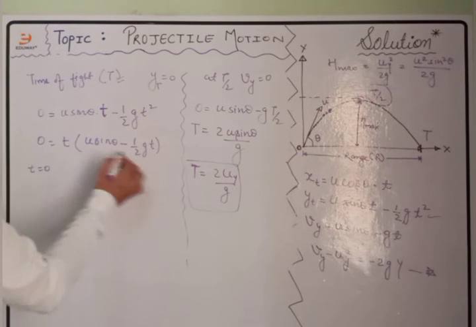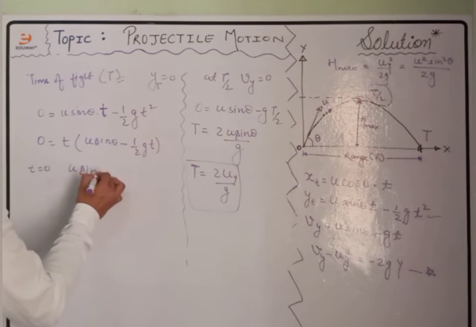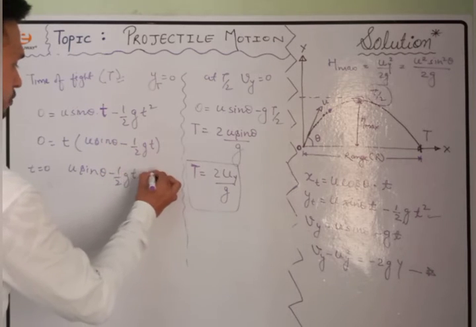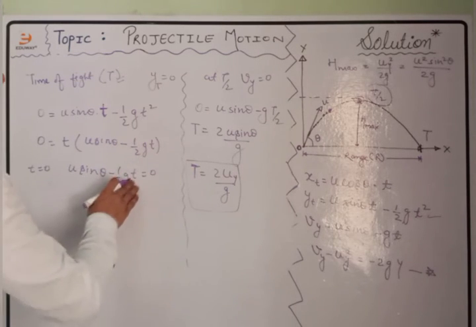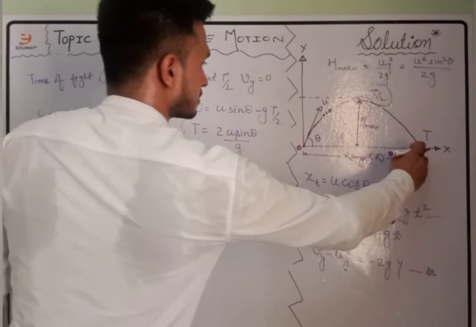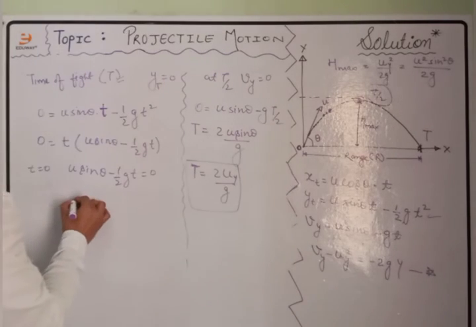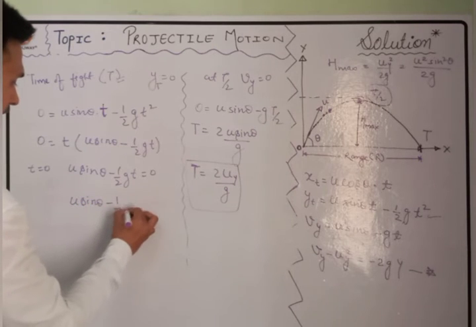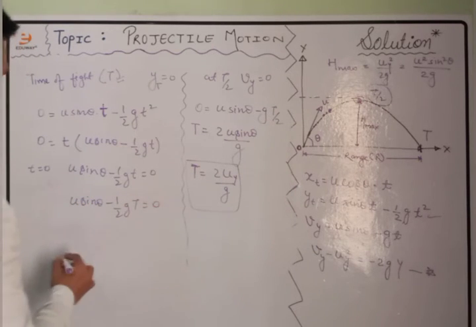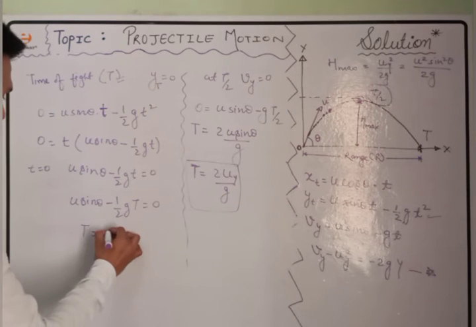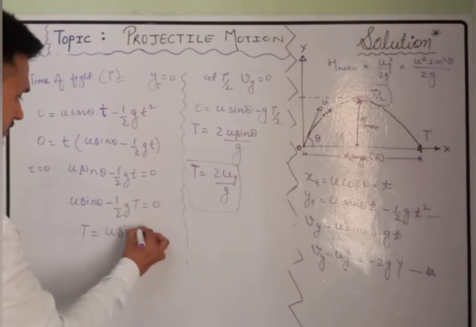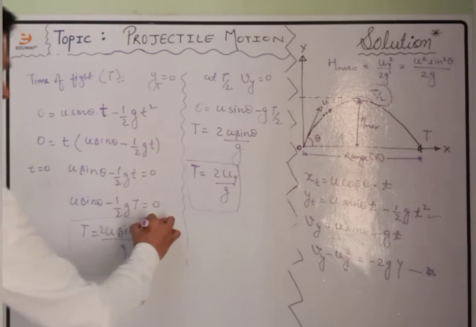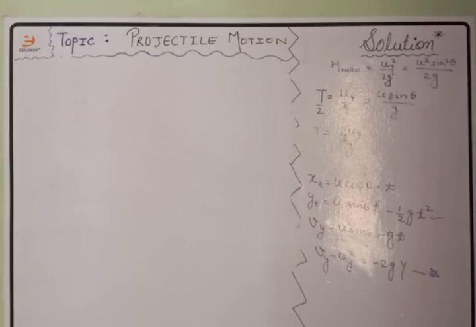The other equation says that u sin theta minus half g t equals 0, and this is when the time will be equal to t. So we get u sin theta minus half g t equals 0, and you will get t equals u sin theta into 2 by g. This is the time of flight that we have derived by two ways.